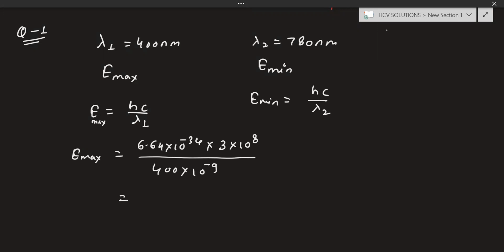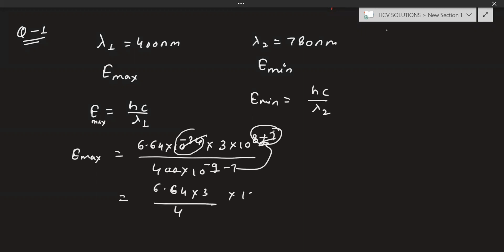If I cancel, this will be 10 to power minus 7, and it will go in the numerator. So this is plus 7, so 15, and here the 34. So you will find 19, that is 10 to power minus 19. So here it will be 6.64 into 3 divided by 4, into 10 to power minus 19 joules.